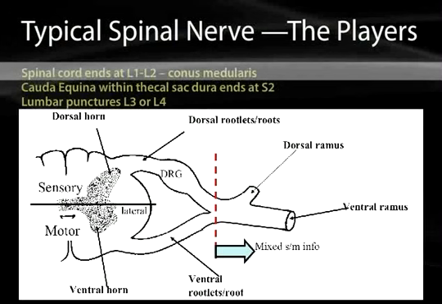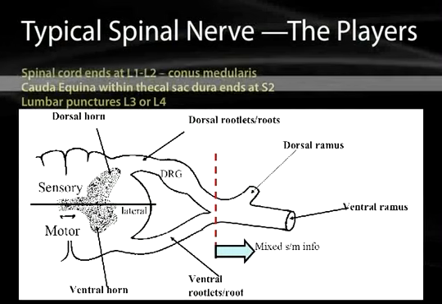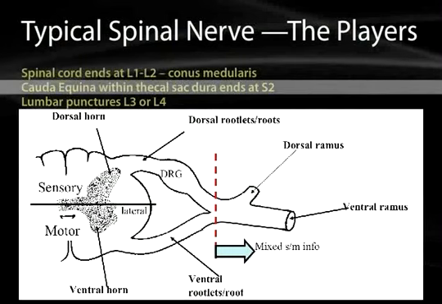Remember, the spinal cord ends at the L1, L2 disc, and that's called the conus medullaris as it tapers down. The cauda equina are the nerve roots that are bundled within the thecal sac or the dural sac, and the dural sac ends at S2. That horse's tail continues from the end of the conus medullaris through to the end of the thecal sac, where they'll all protrude out to make it to their intervertebral foramina.